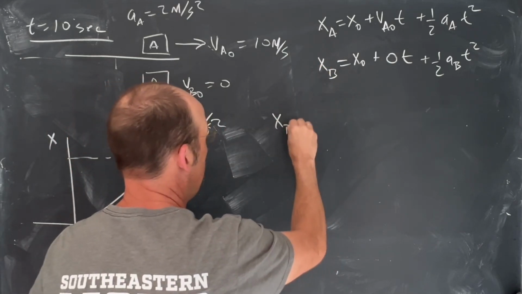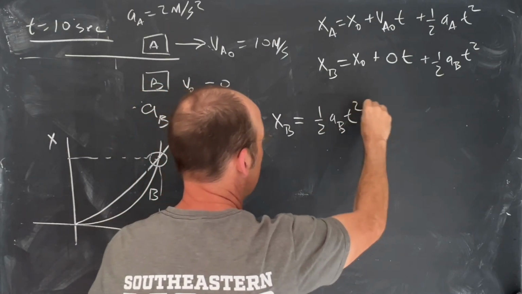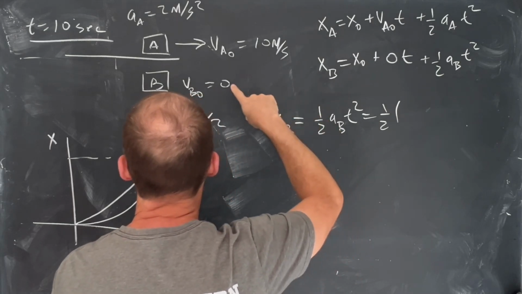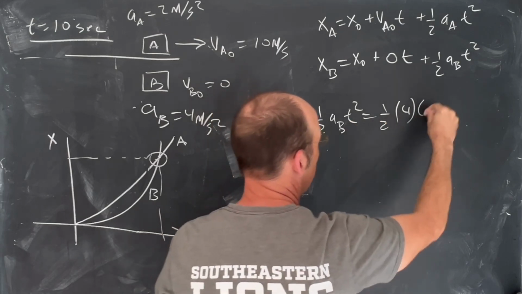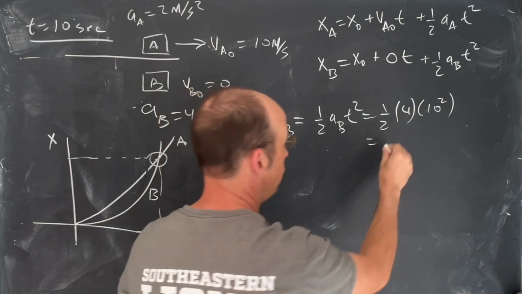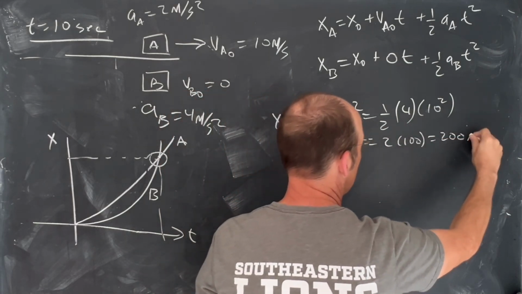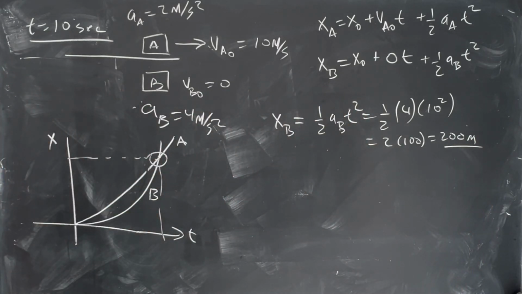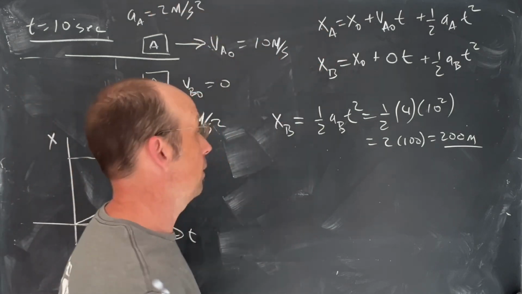So XB, I'll go ahead and write it that way, is 1/2 ABt squared. So that's 1/2 times AB, which is 4, times t squared, 10 squared. So here I have 1/2 times 4 is 2. 10 squared is 100. So I get 200 meters. So that's the position where they meet, 200 meters. Now, if you want to check, you can check by putting in the same time up here. I'm not going to do that.